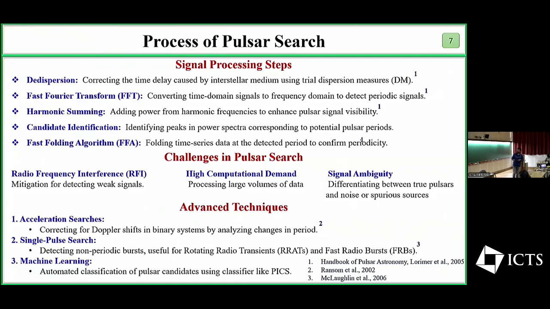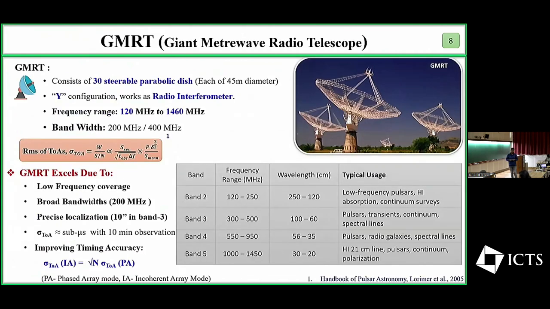Then GMRT, as all of you know, consists of 30 steerable parabolic dishes, each having a 45-meter diameter, spanning a frequency range from 0.1 to 1.46 GHz, having wider bandwidths of 200 and 400 MHz for different bands. So GMRT excelled due to its low frequency coverage, broader bandwidths, and precise localization capability.